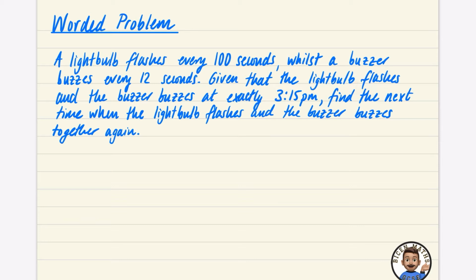Given that the light bulb flashes and the buzzer buzzes at exactly 3:15 p.m, find the next time when the light bulb flashes and the buzzer buzzes together again. So because we're trying to find out when this 100 seconds and this 12 seconds is going to overlap, or when it's going to happen at the same time, that is why we are going to use the lowest common multiple. It is helpful to tell us when things occur together. Let's just write together down here instead.